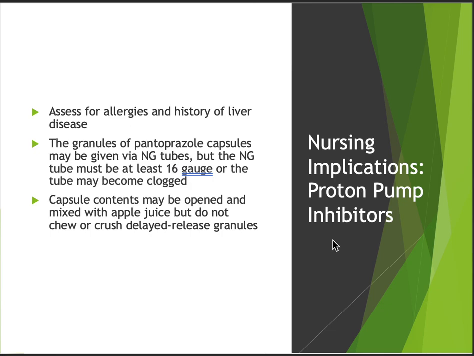For PPIs, a couple of specific things here. They come in capsules that have little granules in them, and those granules can be given via an NG tube, but the NG tube has to be big enough that the granules don't get clogged. Okay, you can mix them with some juice and kind of create what they call a slurry, but that slurry has to be able to go down.